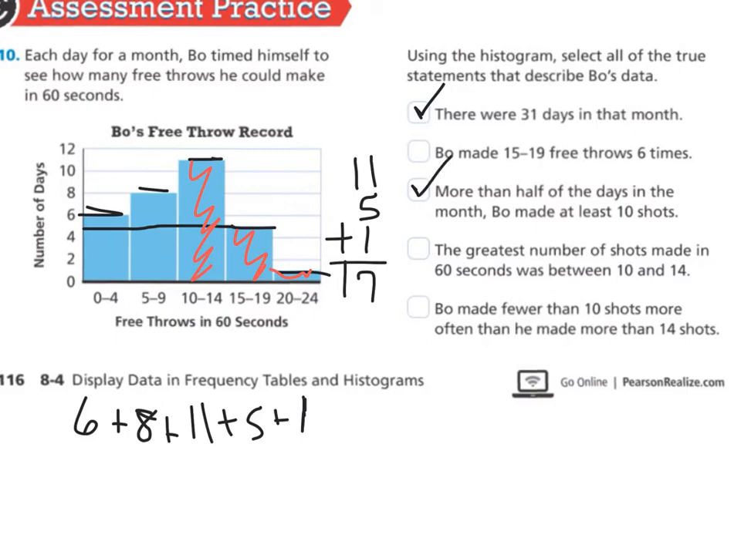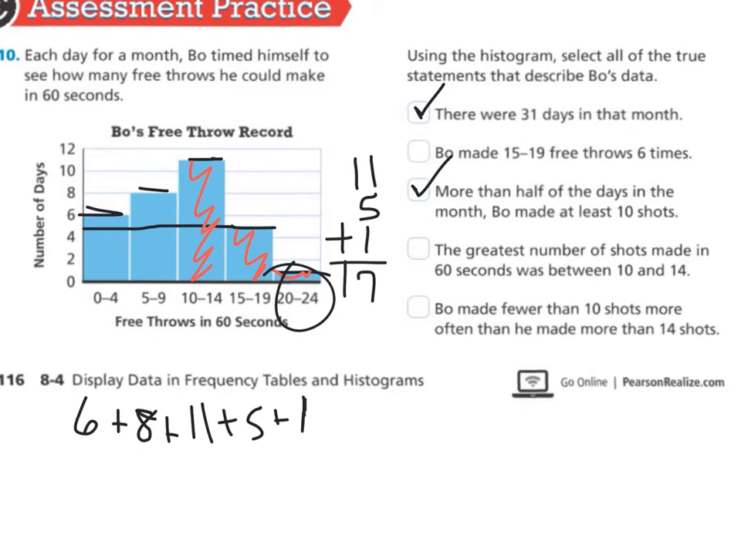Greatest number of shots made was between 10 and 14. Going back to what we looked at earlier, it's not the greatest number of shots. It's the greatest interval of shots, but the greatest number of shots was somewhere between 20 and 24. So that does not work.